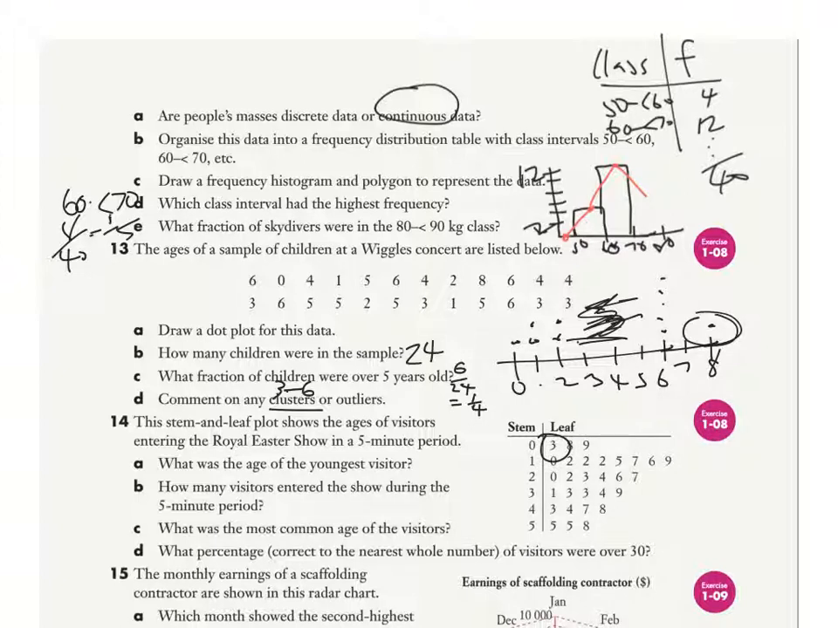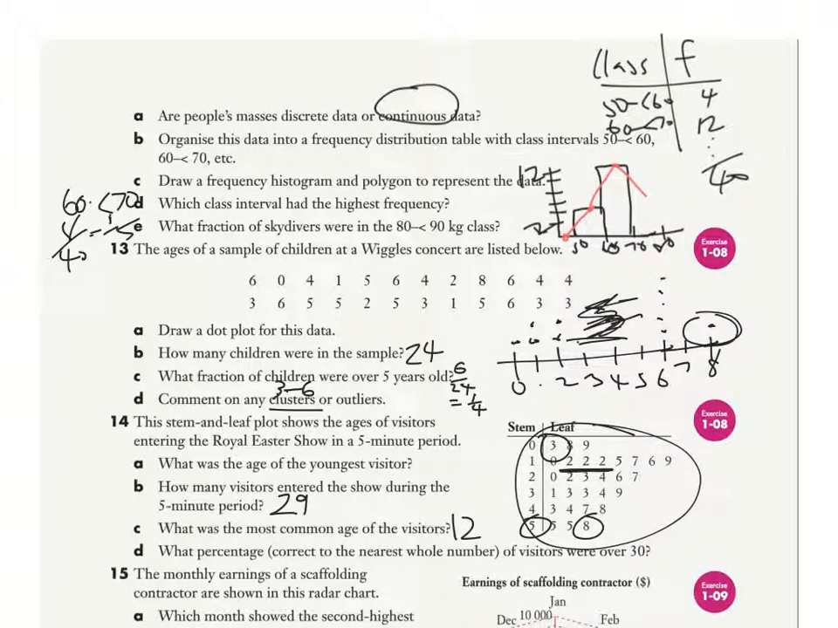Okay, 14. What was the age of the youngest visitor? 3 years old. Oldest is 58. How many visited the show? Well, when you count all those numbers, you get 29. The most common, okay, we see that 2 occurs 3 times in that one. So the most common would be 12 years of age.